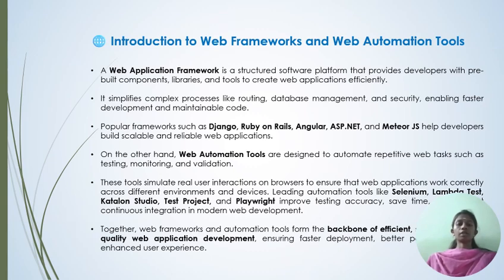On the other hand, web automation tools are used to automate tasks such as website testing, browser testing, and monitoring. Instead of manually checking every page, automation tools simulate real user actions like clicking, logging in, or filling forms to ensure the websites work correctly on all browsers and devices. Together, web frameworks and automation tools form the foundation of modern software development, making it faster, more reliable, and cost effective.